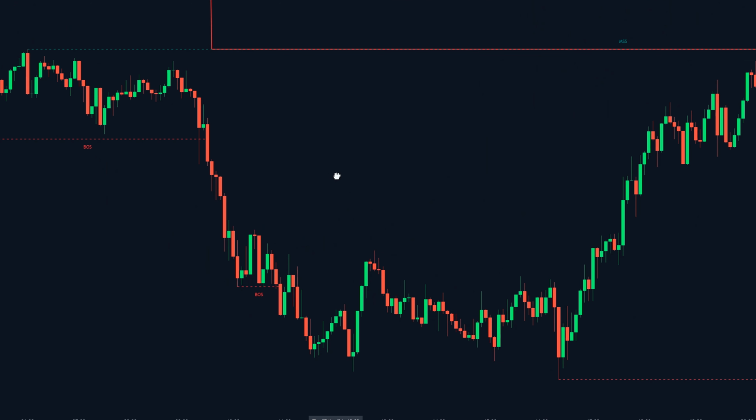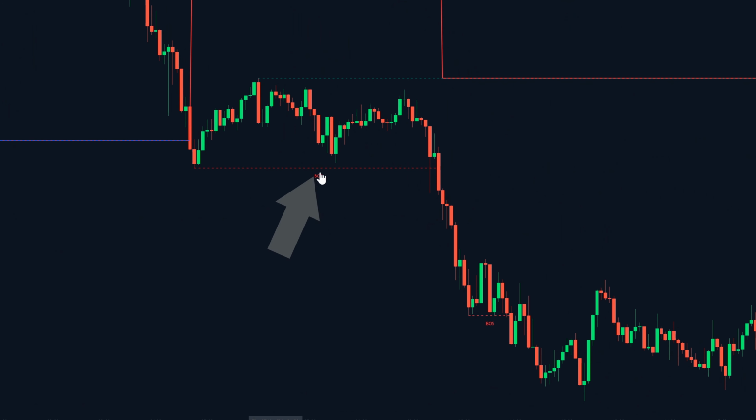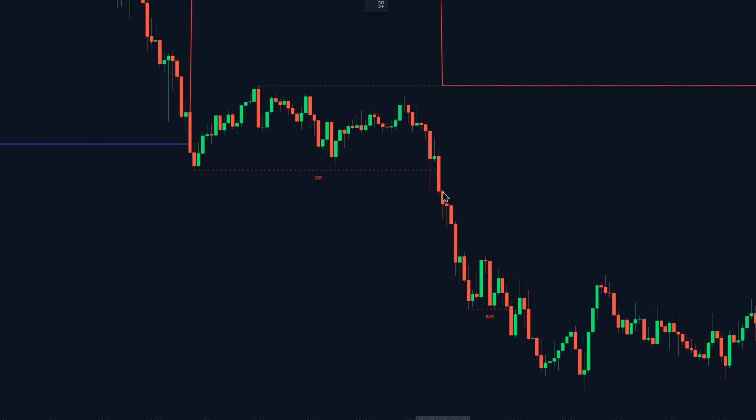Conversely, for a short position, we just take a look through our charts and locate a bearish BOS level. We then wait for the price to break and close under the level, and then we take our short entry.